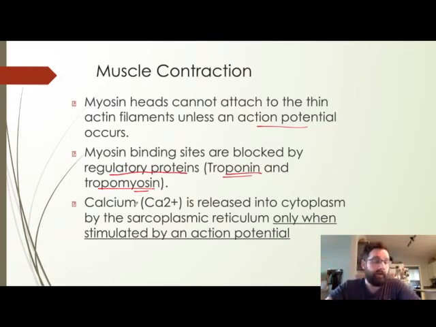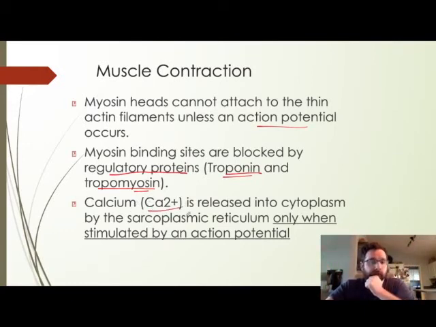So, how is this regulated? Way back when we talked about parts of muscle fibers, we talked about the sarcoplasmic reticulum, and I told you its main job is to wrap around the myofibrils, and it controls calcium. We would talk about it later. Here we are talking about it.